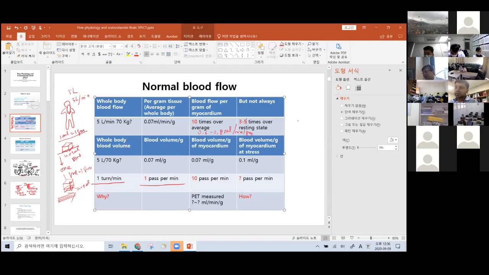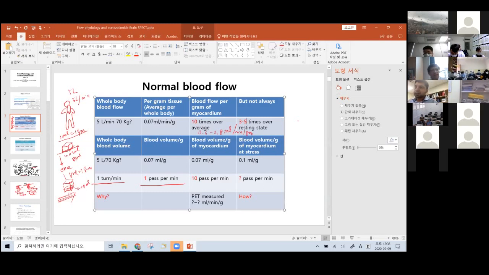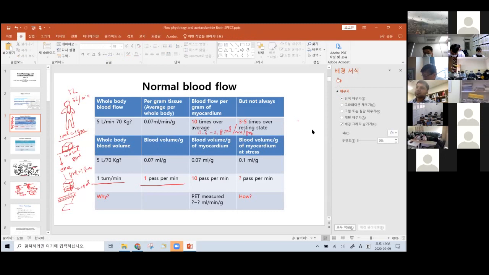Then how about the 5 times? So finally, there is a vasodilation, meaning in the case of exercise peak, the flow is not going to stay at baseline. It is going to become even 0.12 milliliter per minute.